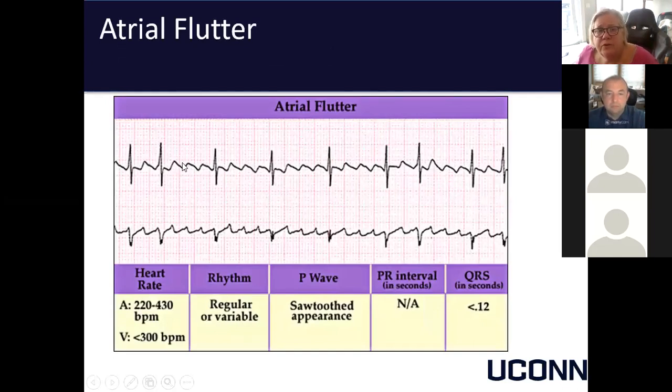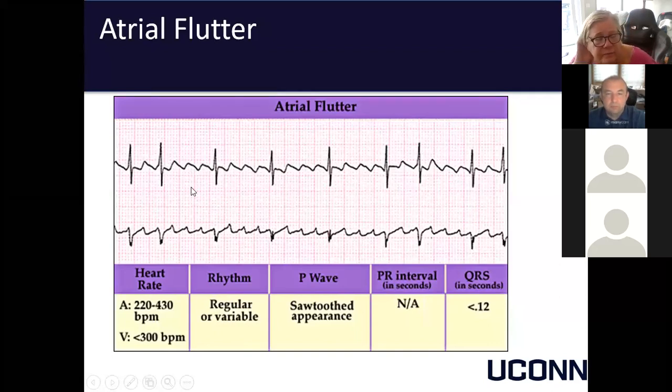Here's another picture of a flutter. The atrium is moving pretty fast. It's slightly more organized than atrial fibrillation, but not by much. And the ventricular response, again, you've got QRSs here that all look the same, but we have an irregular response to the atrial impulse. This is a 1-to-1 flutter.